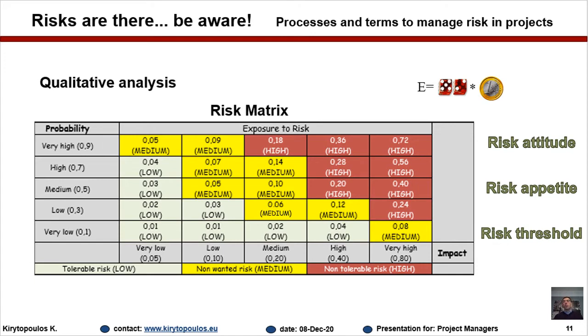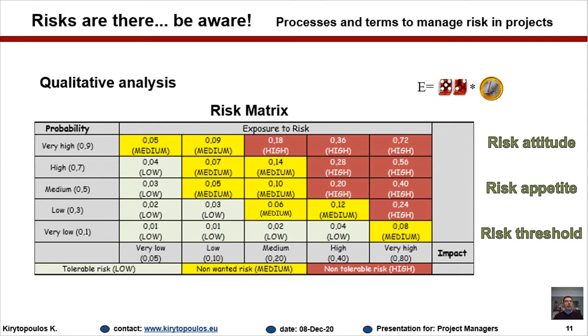And obviously, the more risk averse you are, the more red you see on the table. The more risk seeking you are, the more risk you're willing to undertake. So the risk appetite is towards undertaking more risk in order to fulfill our project objectives, the more red you see. On the contrary, the less risk you're willing to undertake, the more green you see on this risk matrix.